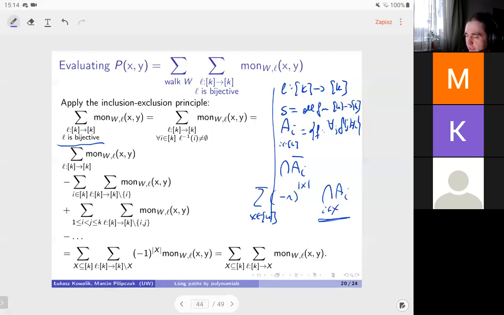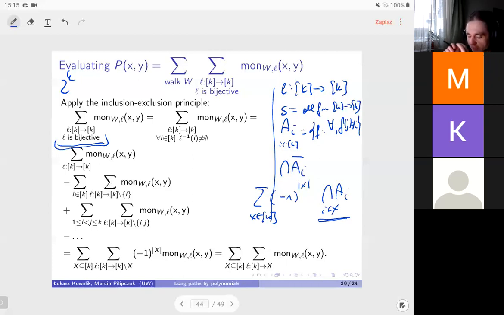This is just the generalization of this dynamic programming I mentioned that counts the number of k-walks in the graph. We'll see it on the next slide. And I want to say that at the cost of 2 to the k operations, I can do inclusion-exclusion. And instead of counting the monomials for all bijective labelings, I can count all the monomials for all possible ranges, and then add them with the correct plus and minus signs, and the inclusion-exclusion says that it's exactly the same.